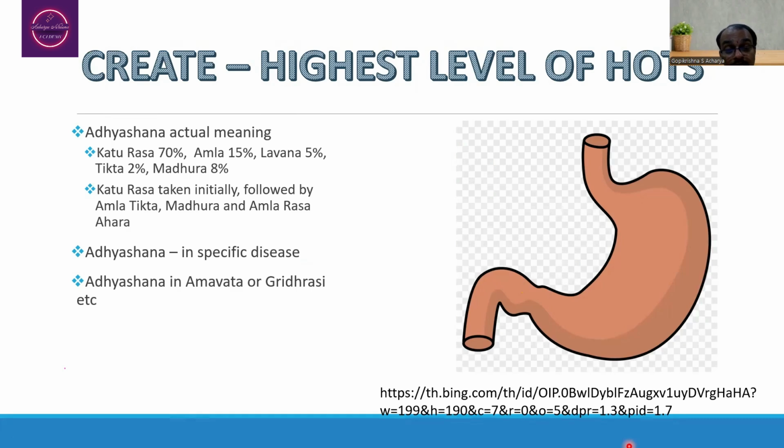Or otherwise, the next level of creation is understanding Adhyashana in terms of specific diseases. For example, Adhyashana and Amavata, Adhyashana and Gridhrasi, Adhyashana and Kushtha. As such, we can apply these principles of Adhyashana in different disease manifestations. That's how we can create our own level of understanding here.